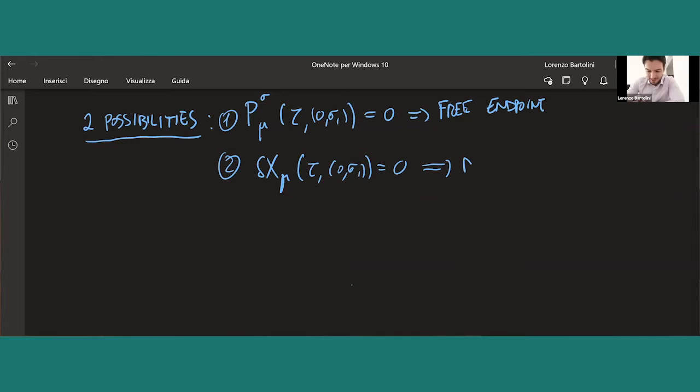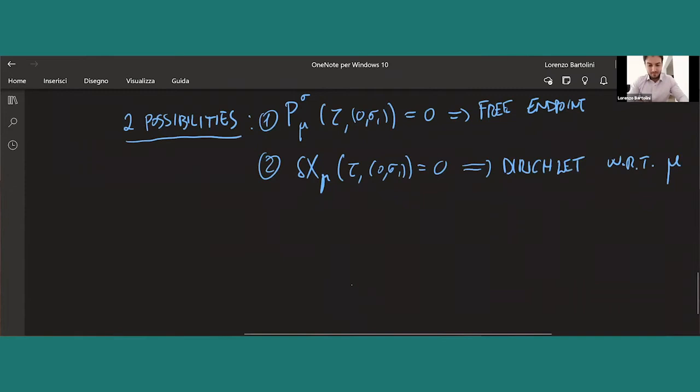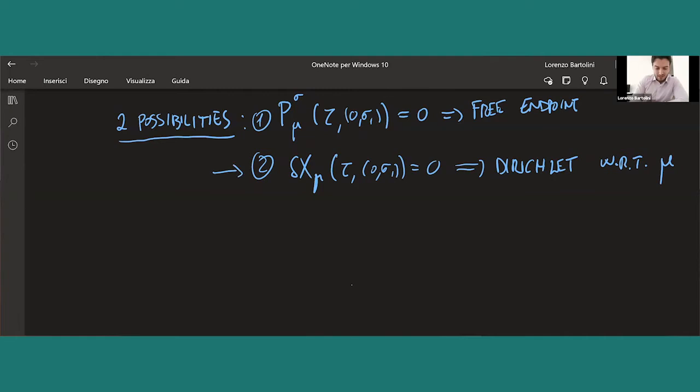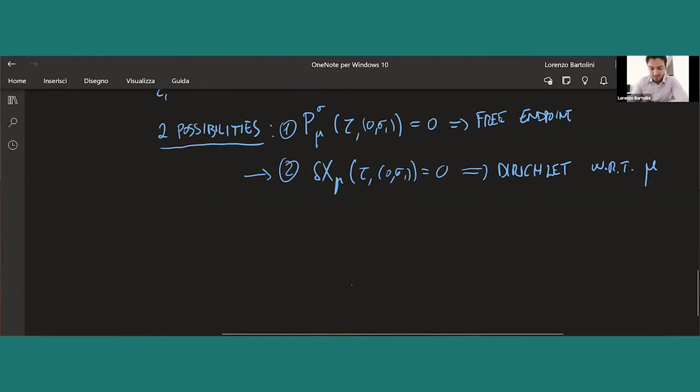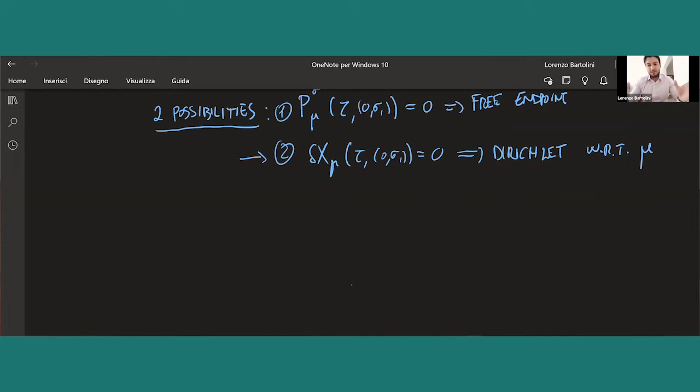So these are called Dirichlet boundary conditions. And so it can be Dirichlet with respect to the direction mu. The existence of these conditions leads us to assume that, in this context, where we took the free string theory, some Dirichlet boundary conditions can appear for our string.